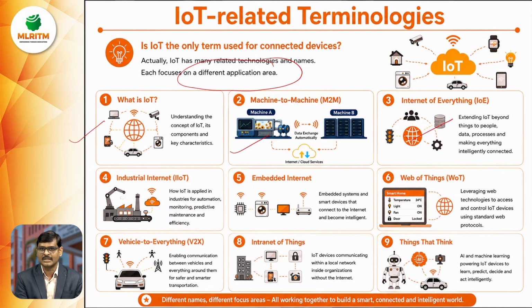fourth is the Industrial Internet of Things, then embedded internet, Web of Things, vehicle to everything, Internet of Things of things, and things that think. We will see all these in the next slide. So different names, different focus areas, all work together to build a smart, connected, and intelligent world.